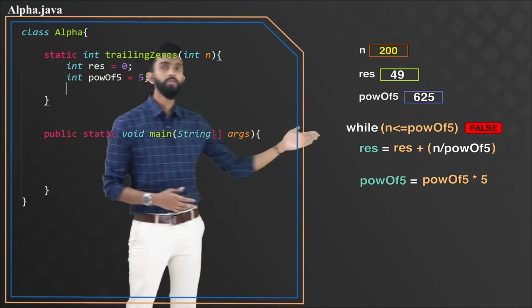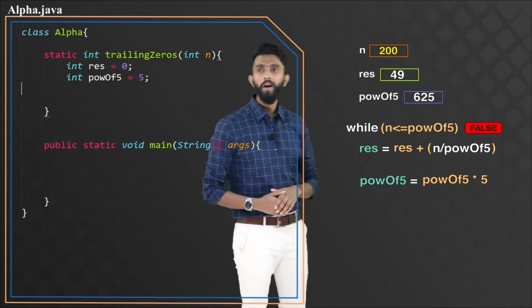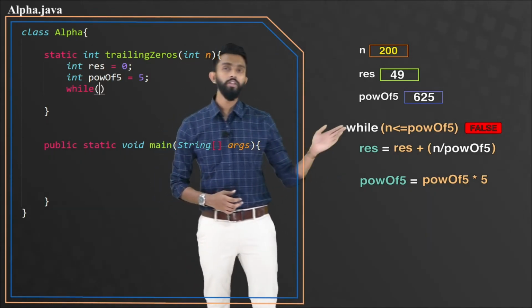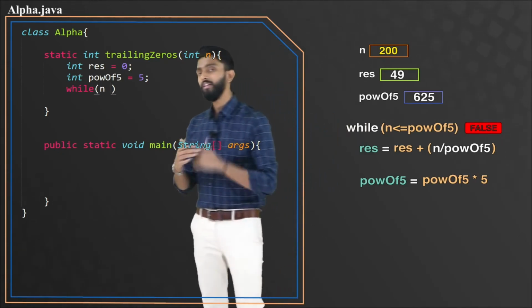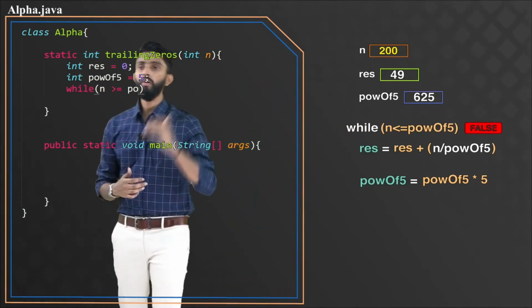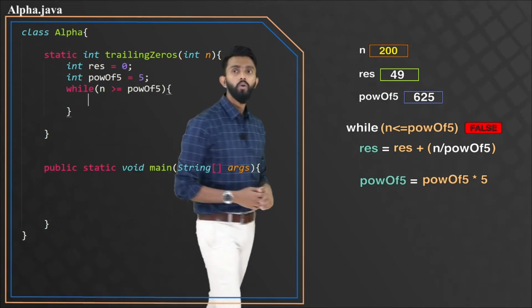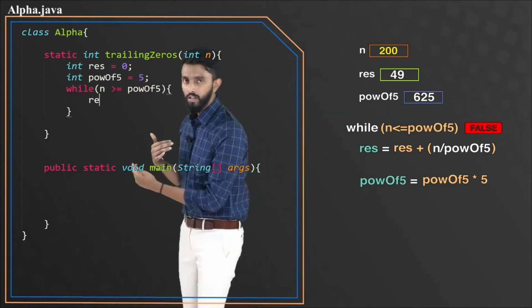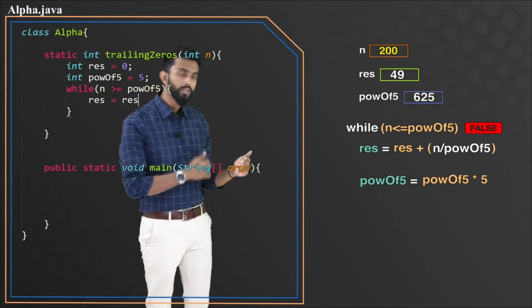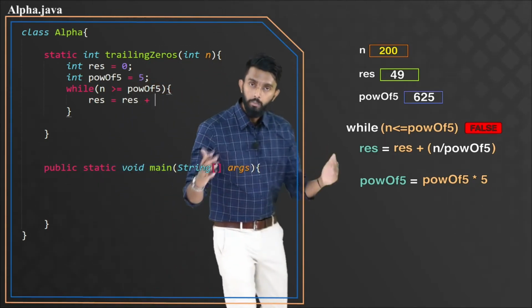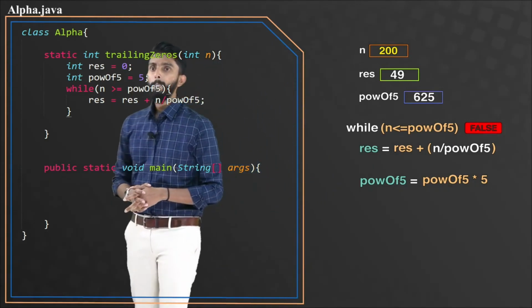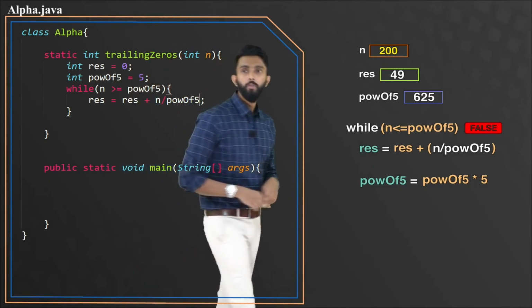Wonderful. Next comes our while loop. So I will tell while, and inside that is your simple condition, which is n should be greater than or equal to the power of 5. If that is so, I will come inside and I am going to just do this logic. So I will tell result is equal to the old value of result plus n divided by the power of 5. Yeah, maybe I'll put that within brackets for better readability.